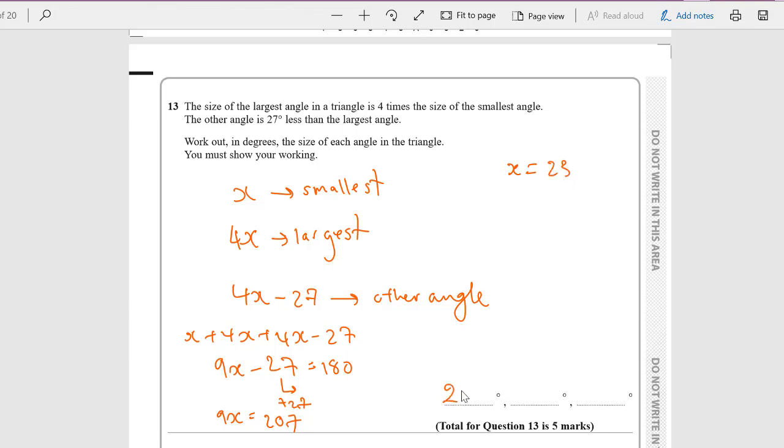So the smallest one is 23. And we know that the largest one is 4x, so 4 times 23 is 92. And then 92 take away 27 equals 65.